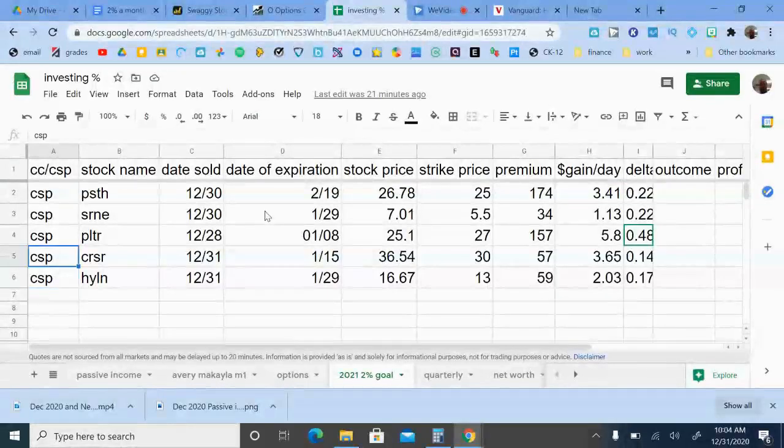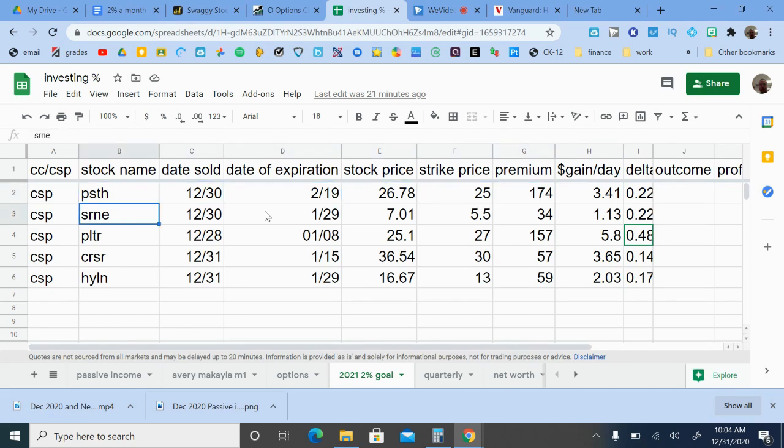So here are the options that I made. PSTH is a SPAC from Bill Ackman that I did a few videos on, that is trying to acquire another company. They haven't made any decisions yet, but if they do, the stock price could change quite a bit. Stock price has been hovering between 24 to 27 in the last few weeks. I did a strike price pretty close to it, but the delta was only 0.22, so about a 1 in 5 chance it gets lower than 25. The premium's pretty high for 45 days.